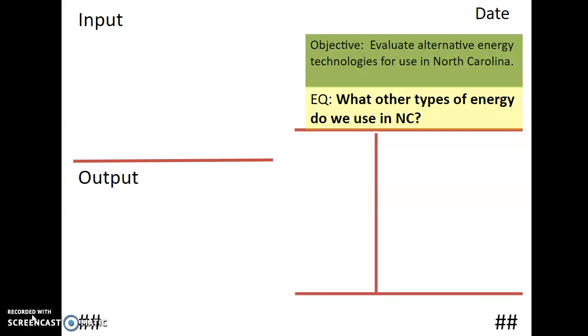Hi everyone, in today's lesson we're going to be talking about alternative energy and what other types of energy we use in North Carolina. This is to contrast with traditional energy, which we should have learned about in our last lesson on Edpuzzle, where traditional forms of energy would be examples of coal, oil, natural gas, nuclear energy from nuclear fission. All of those were forms of traditional energy, but we're going to talk about alternative energy today.